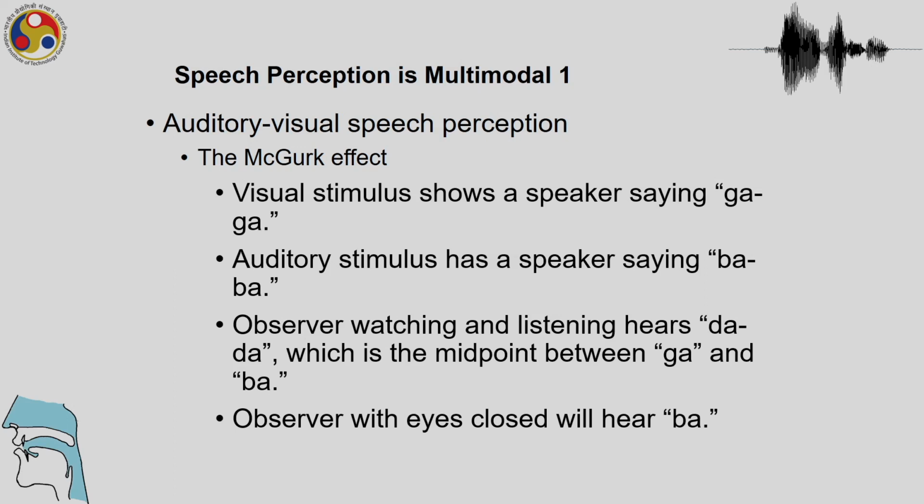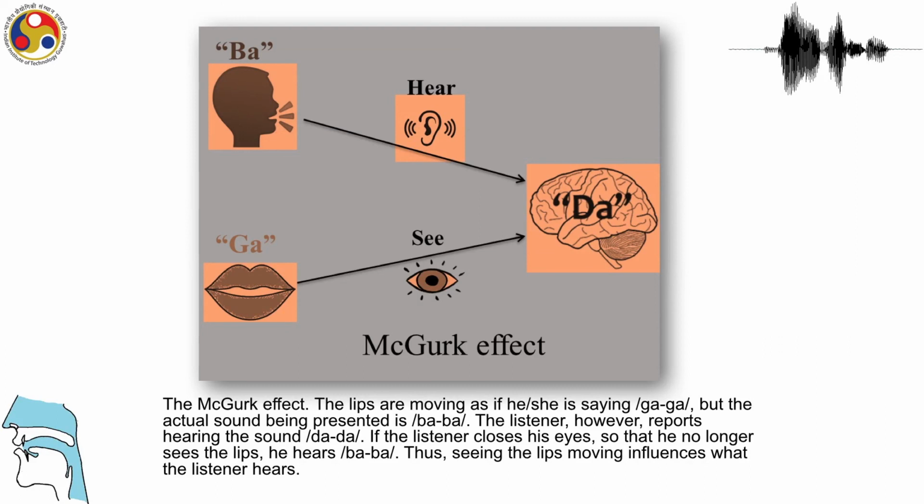However, if the eyes are closed, then the listener hears what is said, because there is no clash with the visual medium. So as shown in this diagram, the speaker says ba ba and the lips say ga ga, and what is played is ba ba, but the perception is da da.